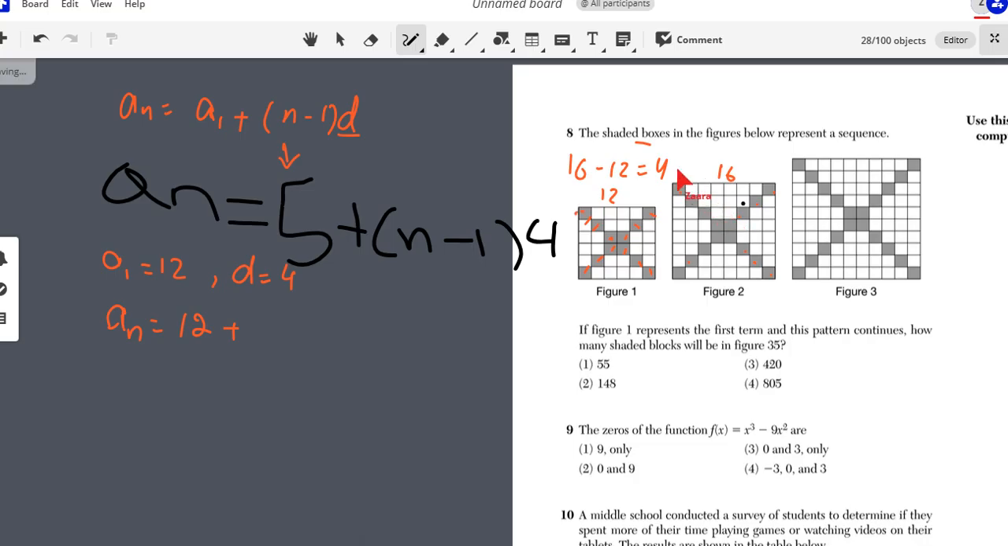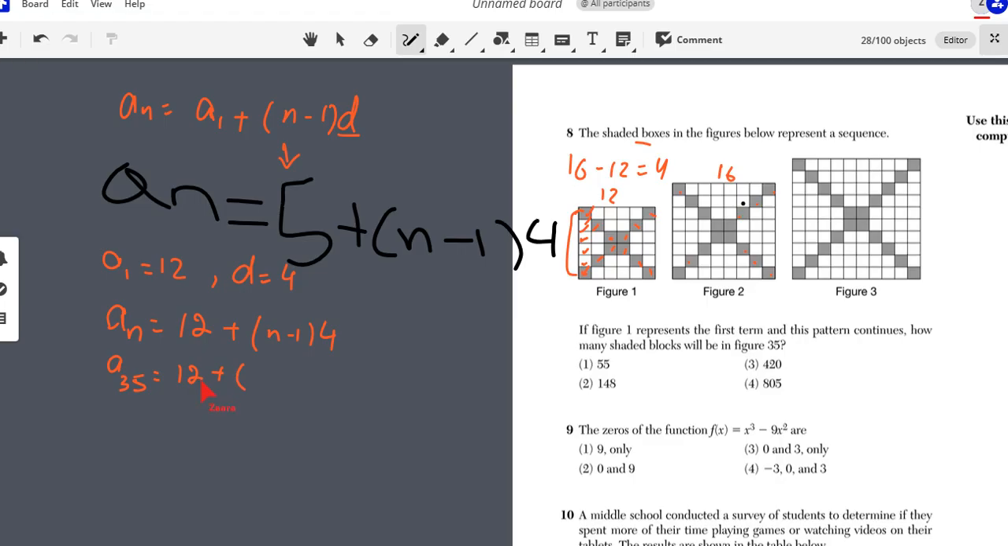What you did, you just counted the shaded boxes in a column or in a row. Okay, so it is n minus 1 times 4. So now you have to calculate for n equals 35. So just substitute n with 35.